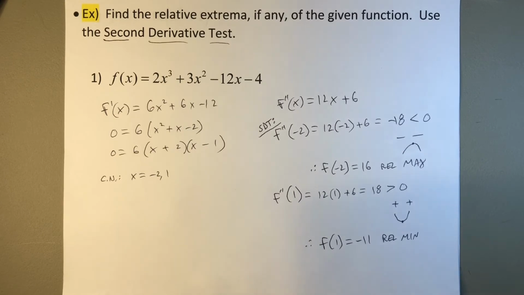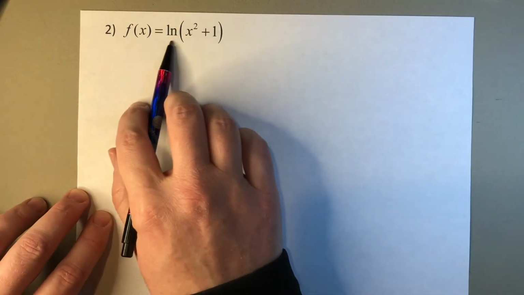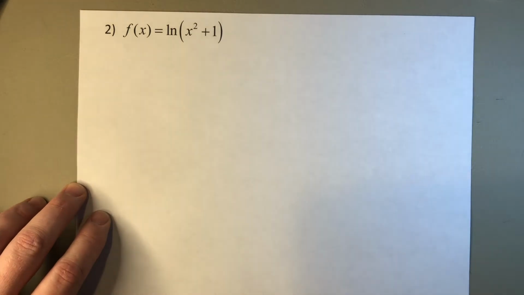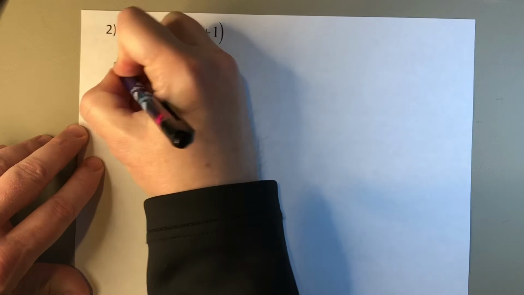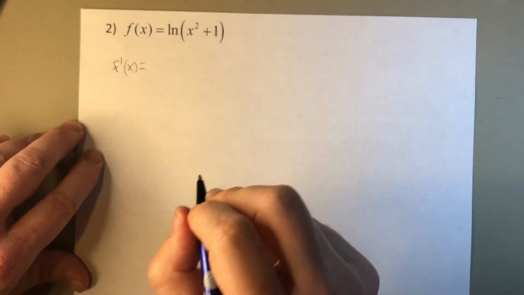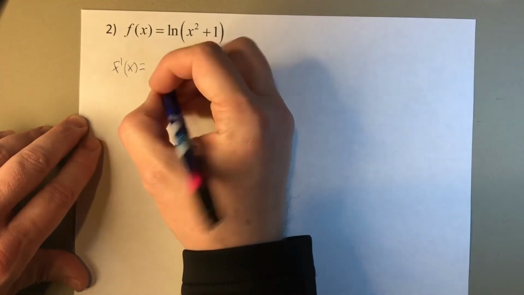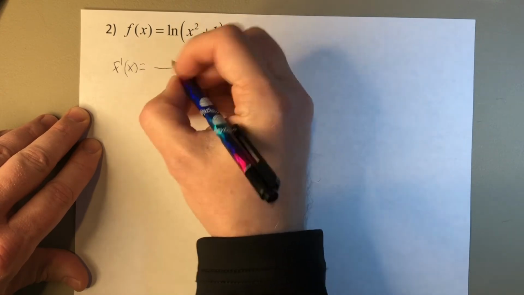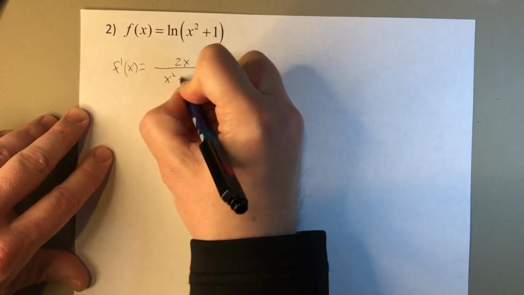Let's move on to example number 2. Given function f of x equals the natural logarithm of x squared plus 1. Process is the same. Directions are the same. We're going to use the second derivative test to come up with any relative extrema, maximums or minimums. So first step is to come up with the first derivative. What's the first derivative of this? Natural logarithm of something is the derivative of the inside, that's 2x, over the inside, which is x squared plus 1.